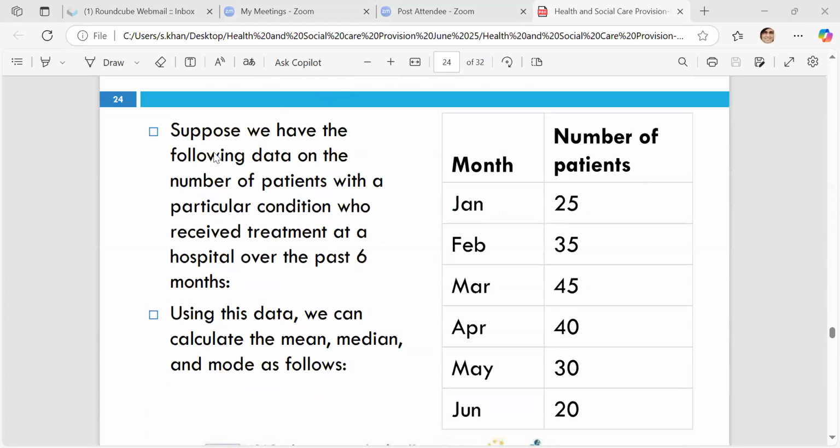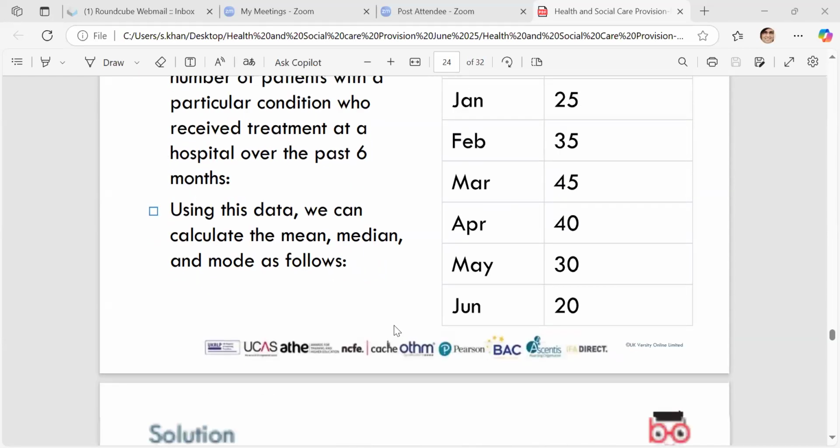Examples in the healthcare profession: suppose we have the following data on the number of patients with a particular condition who received treatment at a hospital over the 6 months. Using this data, we can calculate the mean, median and mode. So January, we had 25 patients. February, we had 35 patients. March, we had 45 patients. April, we had 40 patients. May, we had 30 patients. And June, we had 20 patients.